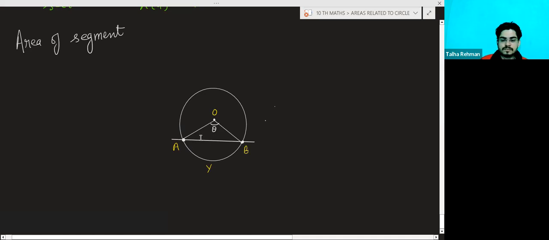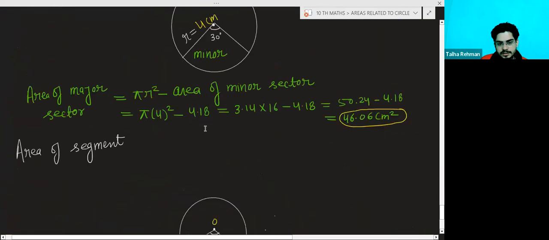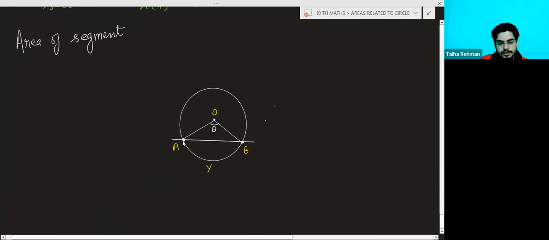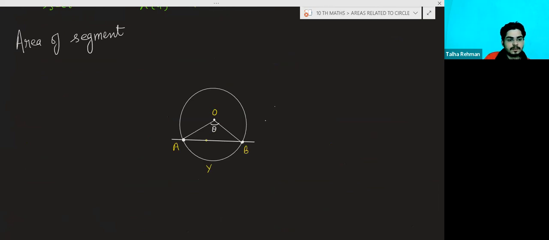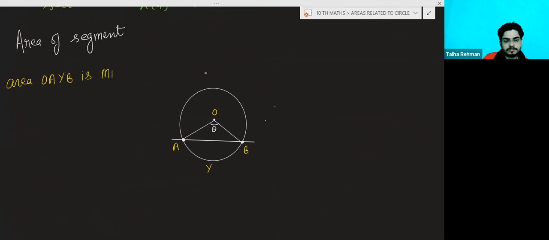It will become area of sector. Is it or not? You can see here, this area is the area of sector. Yes, this is a sector. So this part becomes a sector, but we want this area. We only want A by B. So you can say area OAYB is a sector, or you can say is minor sector, having area theta multiplied by pi r square divided by 360, if r is the radius of this circle.